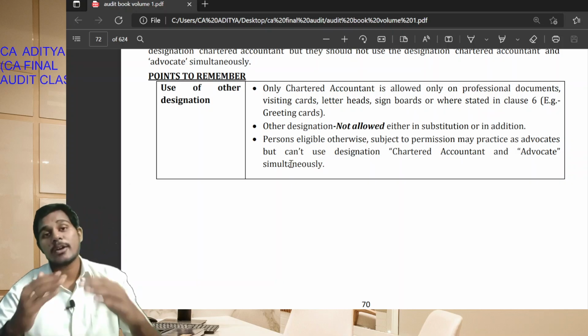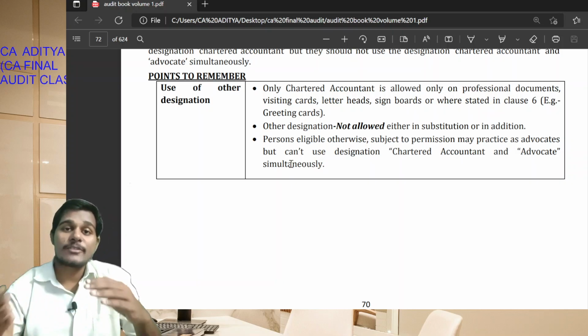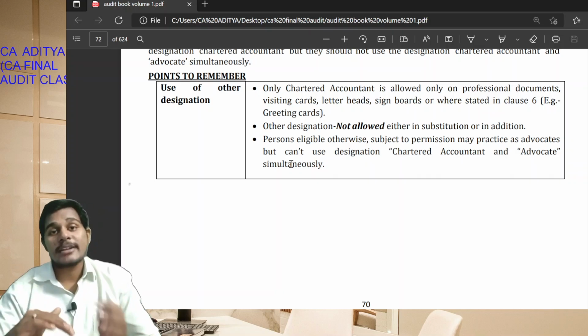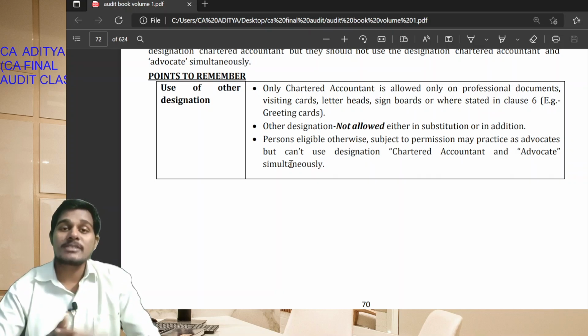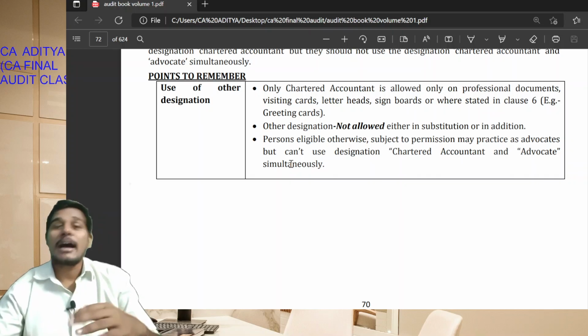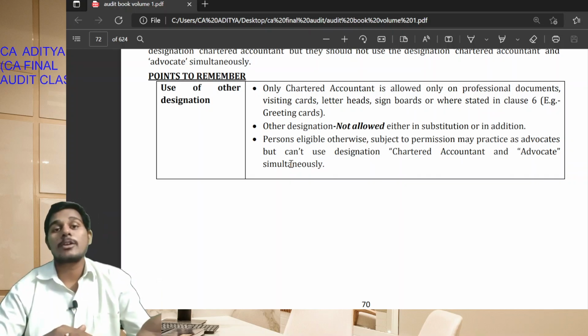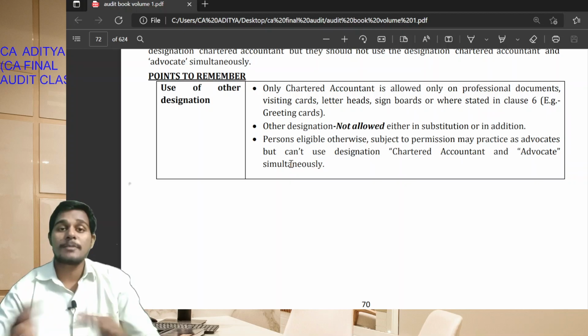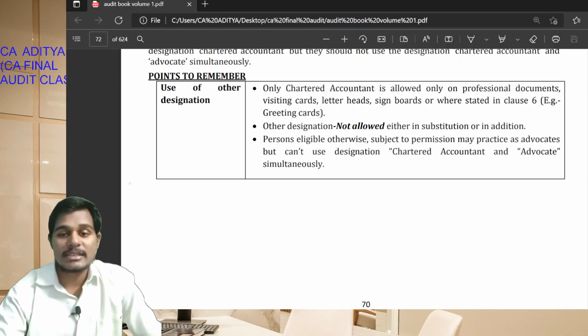See students, a chartered accountant can practice as an advocate but cannot practice as both simultaneously. That is, he can practice as an advocate or he can practice as a chartered accountant, but both should not be done simultaneously.